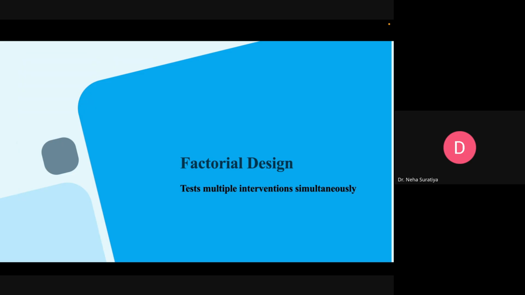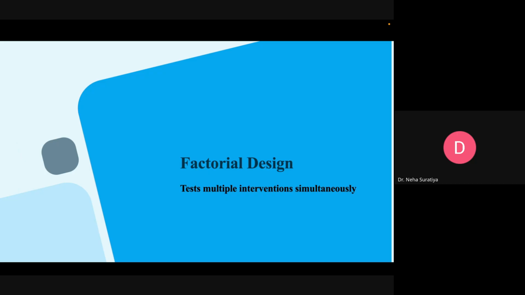Now the next design we have in the experimental and interventional category is the factorial design. What do you mean by it? So let's discuss factorial, one of the most efficient study designs in clinical trials. Okay, factorial. The name itself has the meaning.